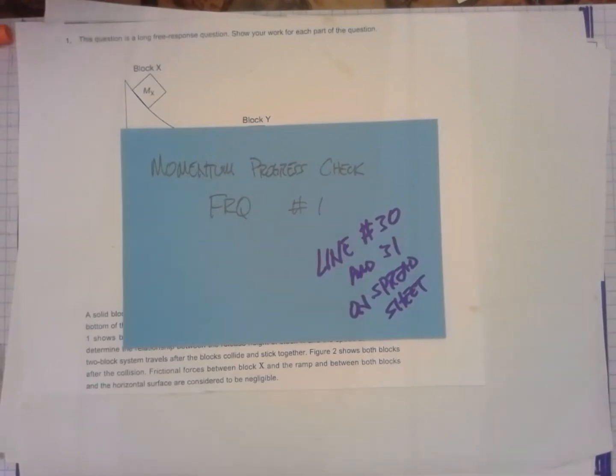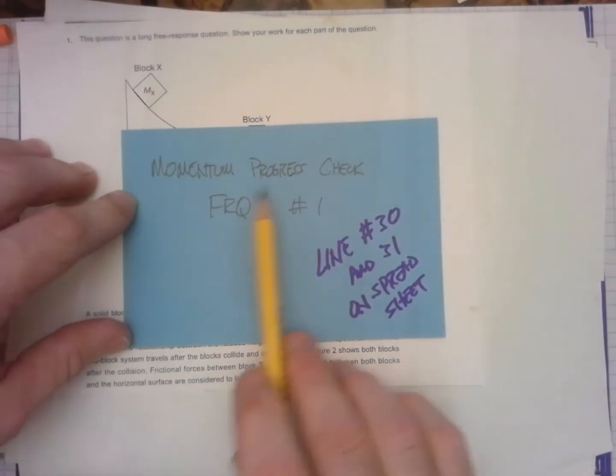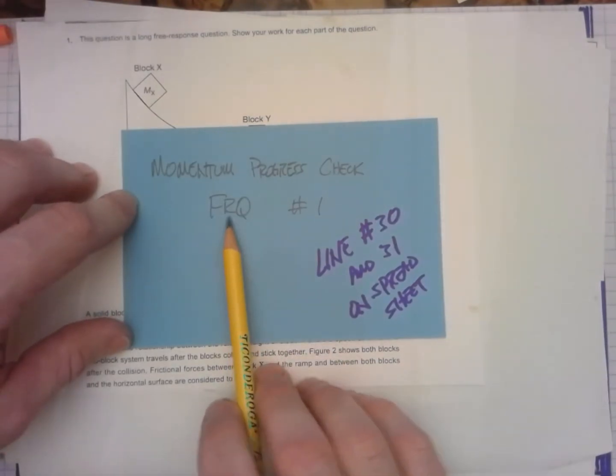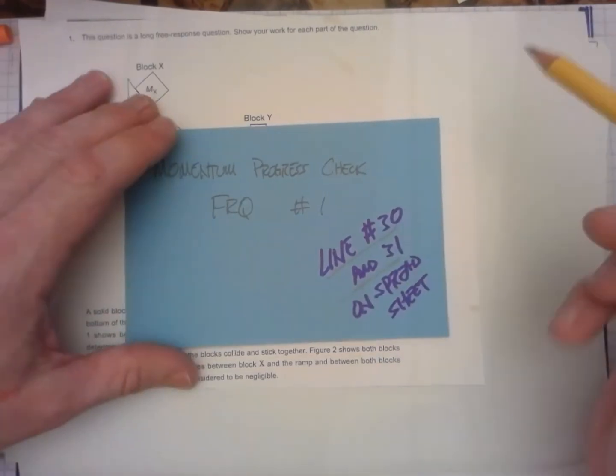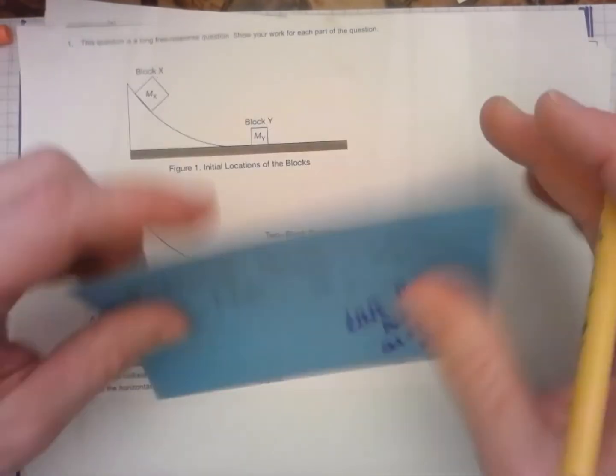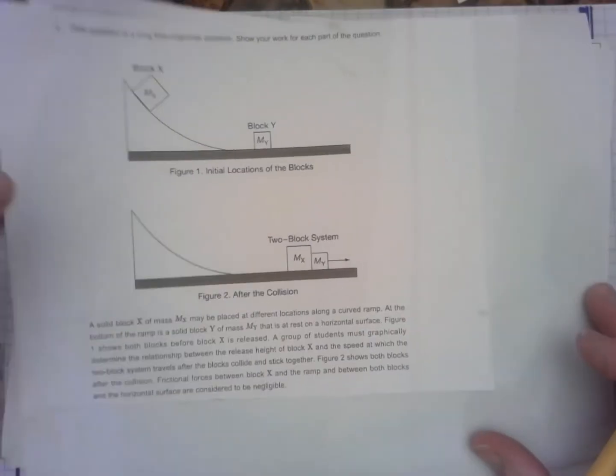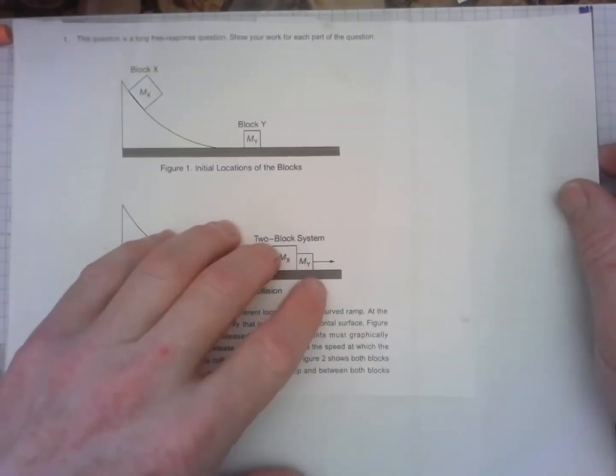All right, this is one of the progress check free response questions. Looks like a good one to go over. It is lines 30 and 31 on the spreadsheet that I gave you for this year. This is a long free response, and it looked like it had a decent amount of stuff in it, including some lab design stuff as well, I believe. So let's take a look.